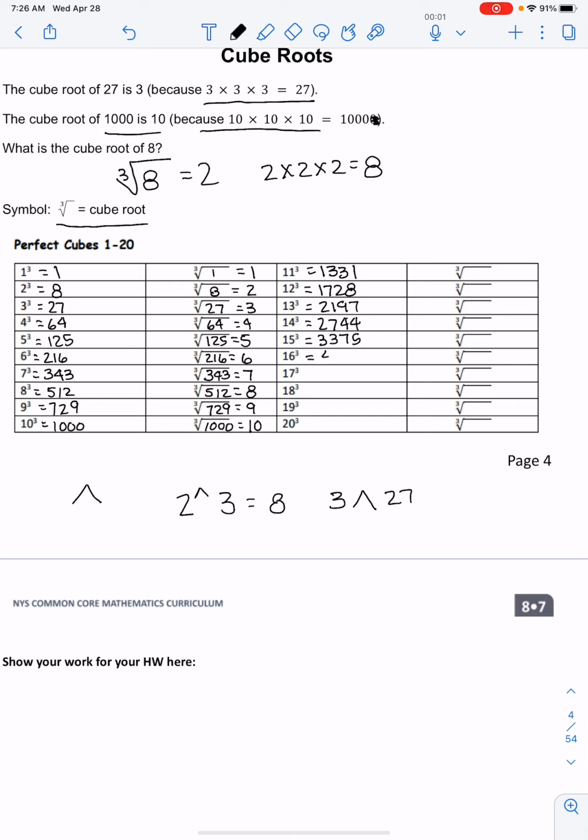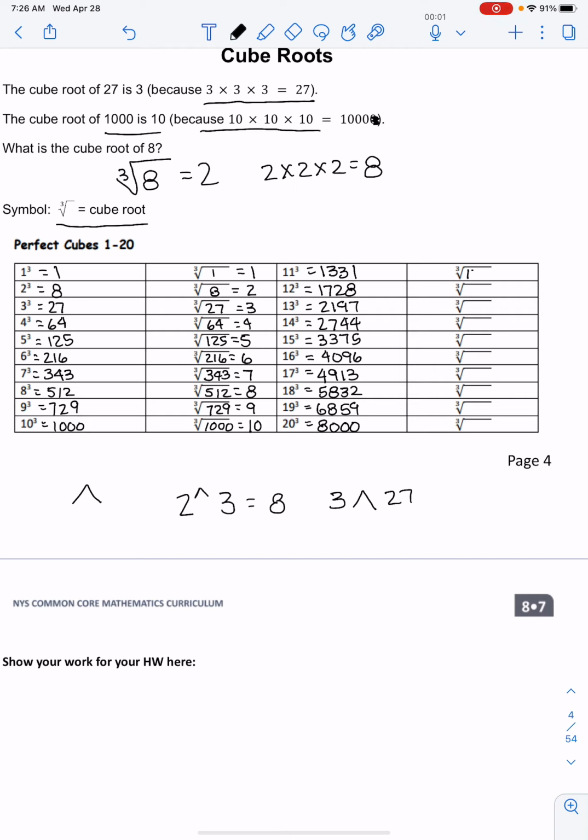16 cubed is 4096. 17 cubed is 4913. 18 cubed is 5832. 19 cubed is 6859. And 20 cubed is 8,000.